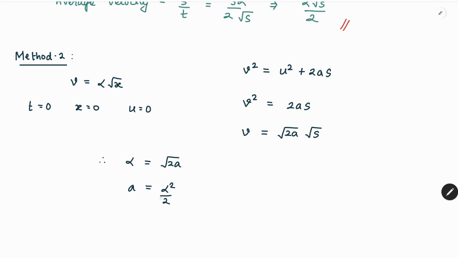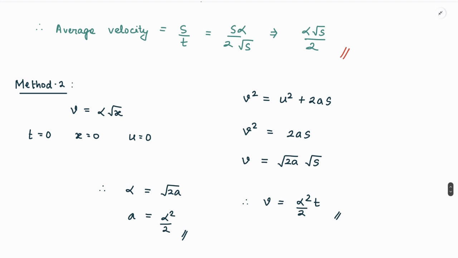And since initial velocity is equal to 0, we can say that v equals u plus at, so at becomes alpha square t by 2, and from here we get the two parts which we are looking for. Now if we calculate the time interval in which this displacement happened, then we will get the B part of the problem as well. So this one is the shorter approach to solve this particular problem.